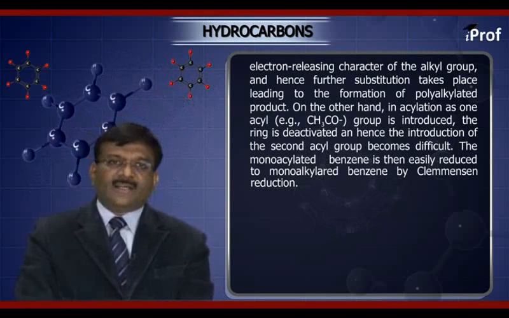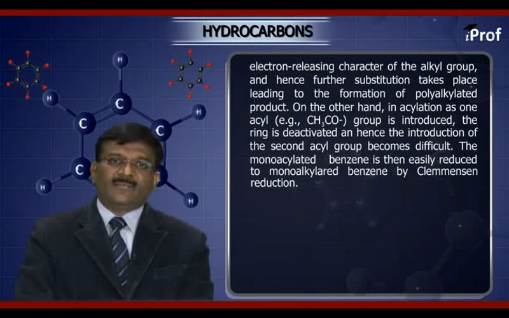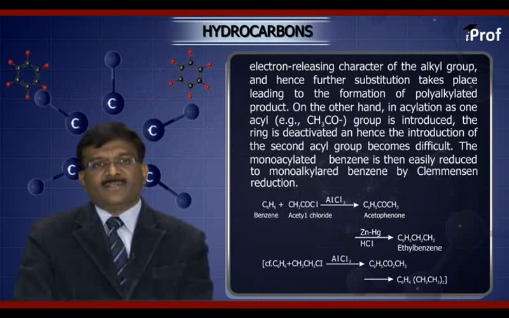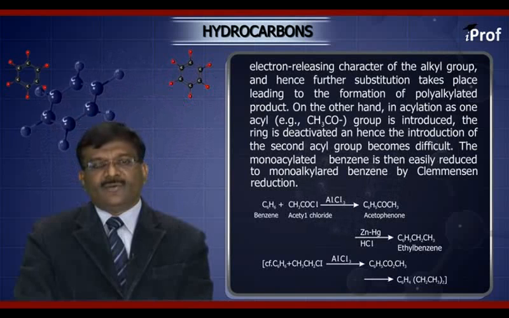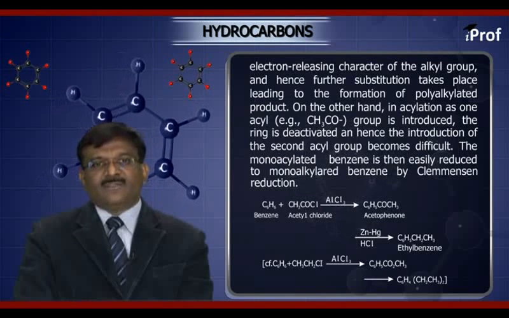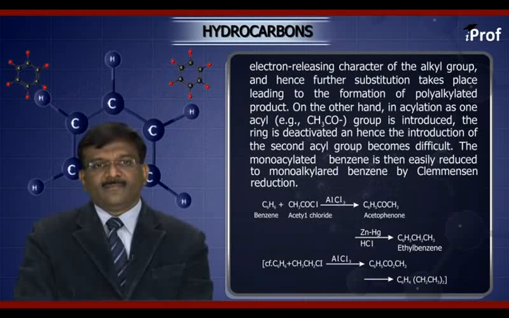The monoacylated benzene is then easily reduced to monoalkylated benzene by Clemmensen's reduction. The reaction is benzene plus acetyl chloride, it gives the acetophenone, which further reacts in presence of zinc amalgam and HCl to give ethyl benzene.